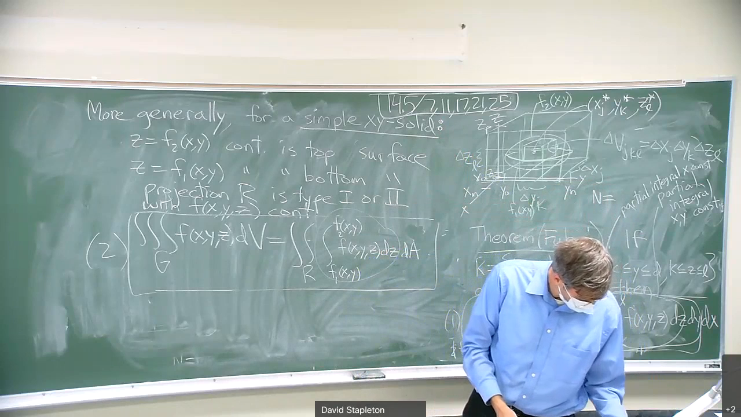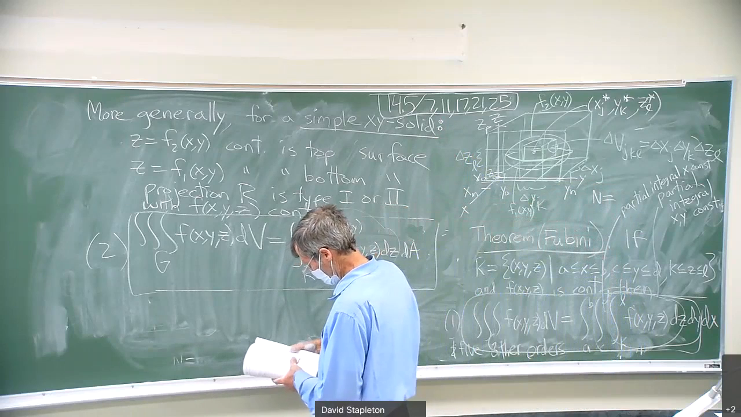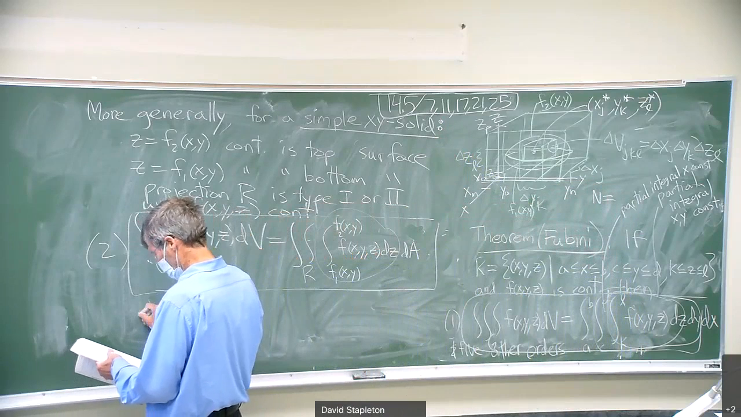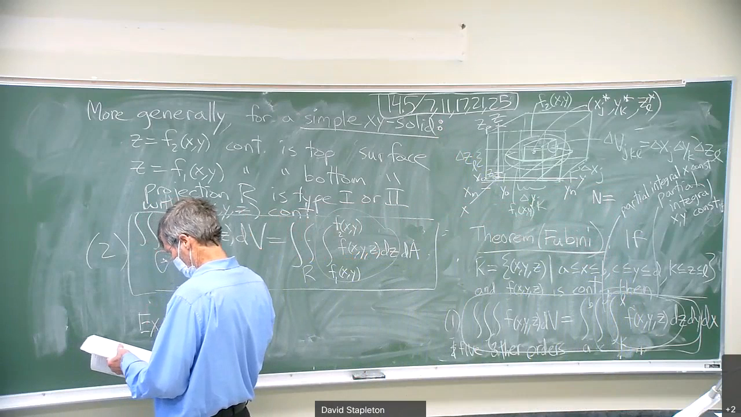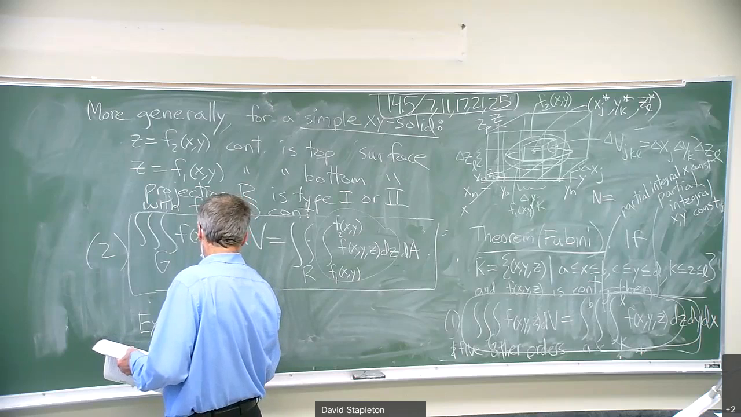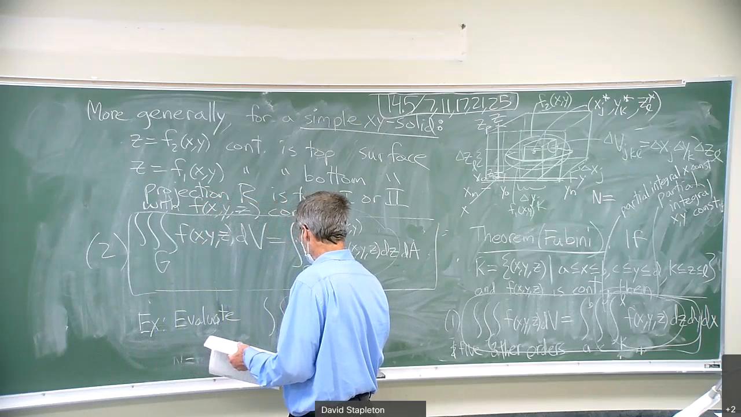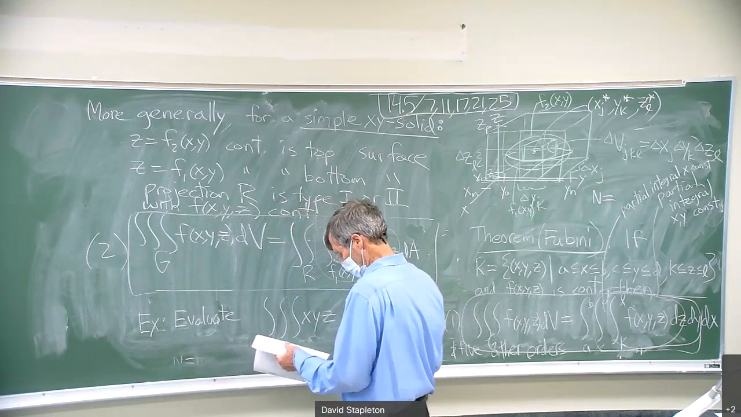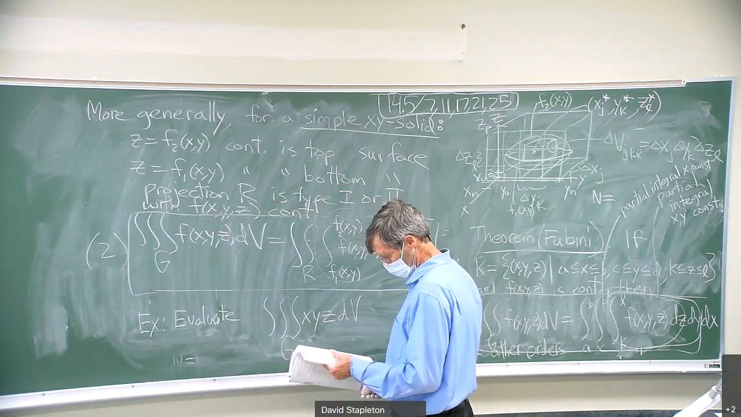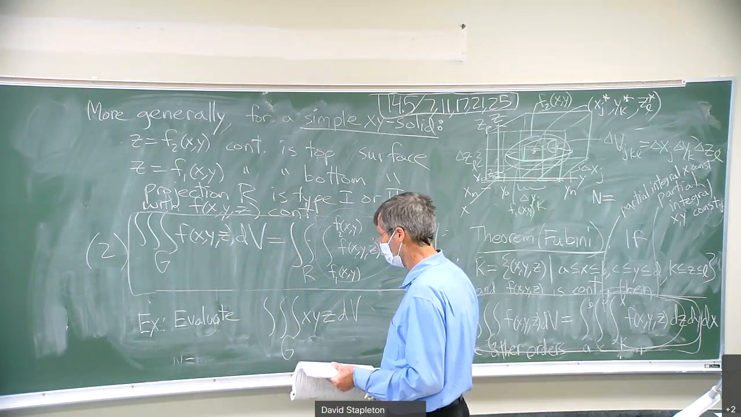here's an example. Well, we should do a simple one first. Evaluate a triple integral. Let's do this one. Triple integral of x, y, z, dV over a solid G, where G is the solid bounded by the parabolic cylinder.